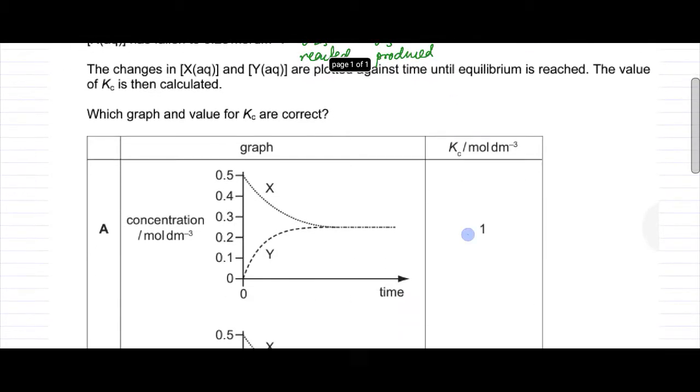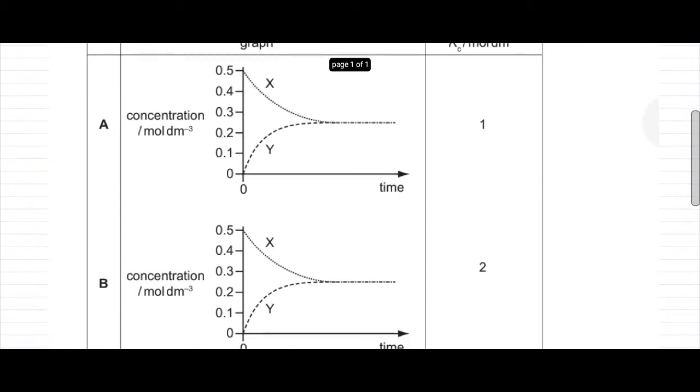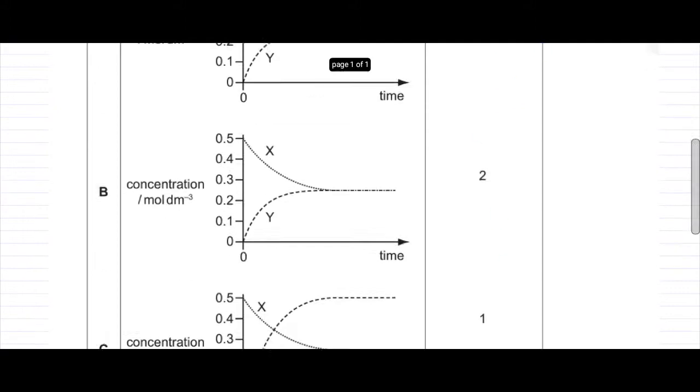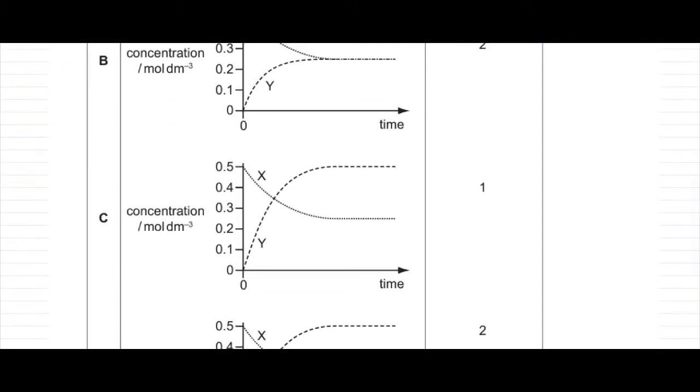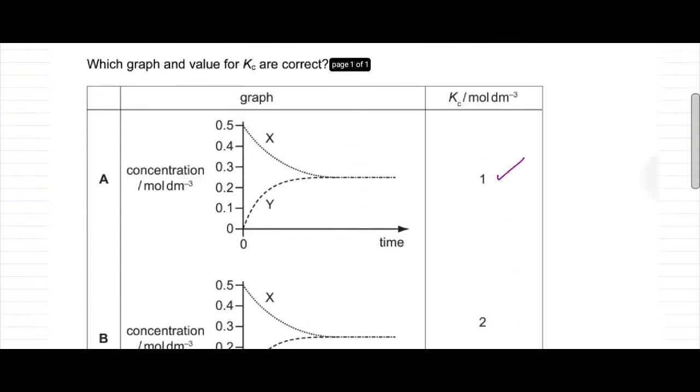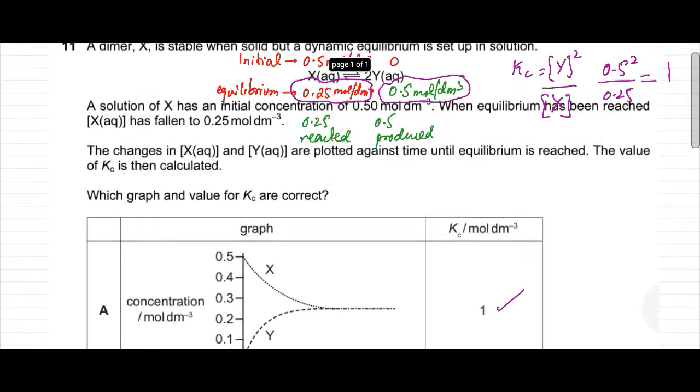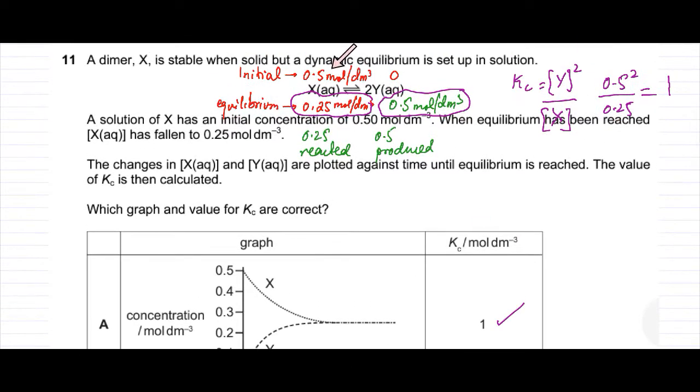So you're supposed to figure out which ones are the correct graphs. Kc is 1 in this case, and if you move below, Kc is also 1 in option C. So you have a choice between option A and option C. Let's look at the graphs as well, starting with the initial concentration. Initial concentration of X was 0.5 and initial concentration of Y was 0. Equilibrium concentration of X is 0.25, for Y it's 0.5.